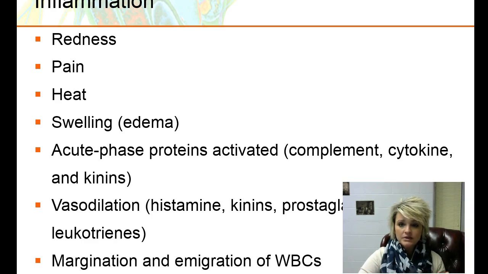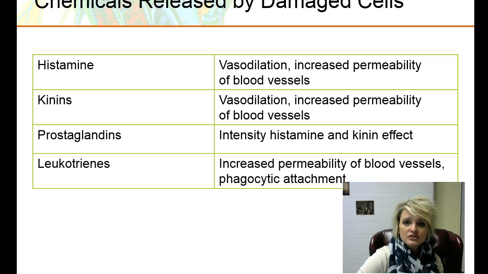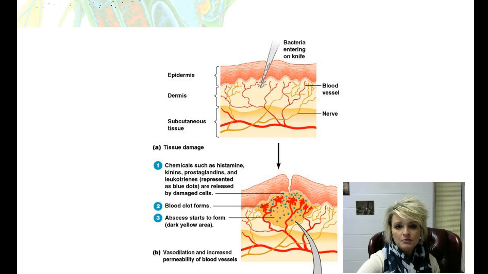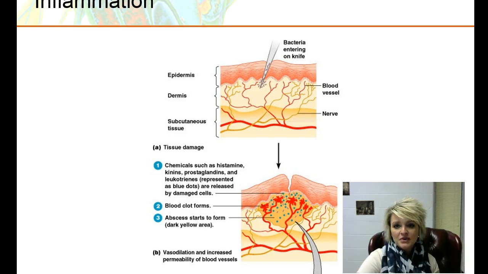And all of the white blood cells, all of those phagocytes, all those neutrophils, all of these need to come to that site and actually enter up into the tissues to clean that area up. This is a look at some of the chemicals that originally are being released. These are all vasodilators that essentially help to open up those blood vessels so that we can bring in the appropriate cells. So here's a look at inflammation.